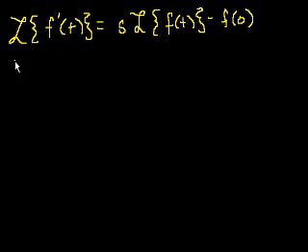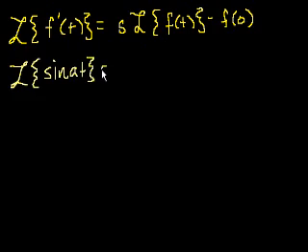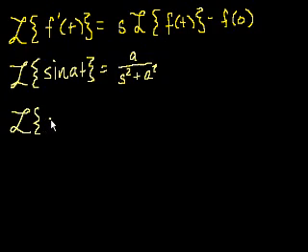But we already know that the Laplace transform of sine of at is equal, and we did a very hairy integration by parts problem to show that, to a over s squared plus a squared. So let's use these two things we know to figure out what the Laplace transform of cosine of at is. So the Laplace transform of cosine of at is equal to what?